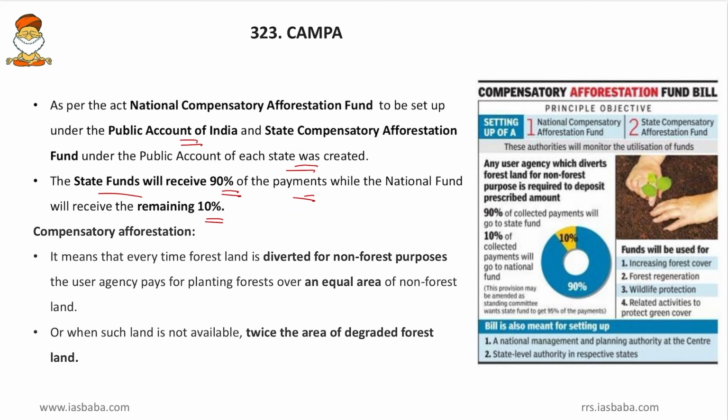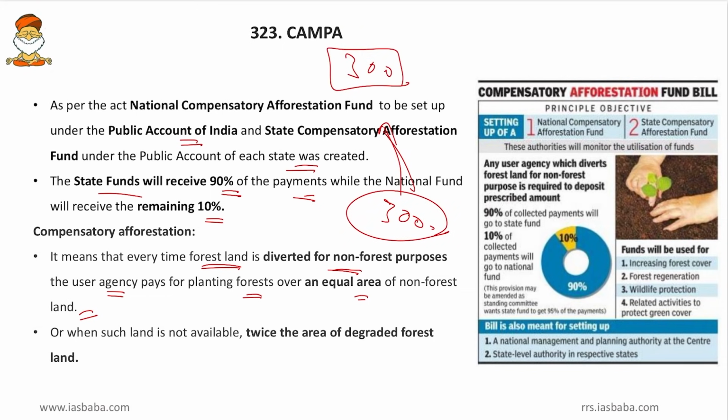So how does this Compensatory Afforestation Fund work, friends? So we will study here. Every time forest land is diverted for non-forest purposes, the user or the diverter pays for planting forest over an equal area of non-forest land. So if I am diverting some 300 acres, I will use another 300 acres of land and plant trees there. So this is how compensatory afforestation occurs.